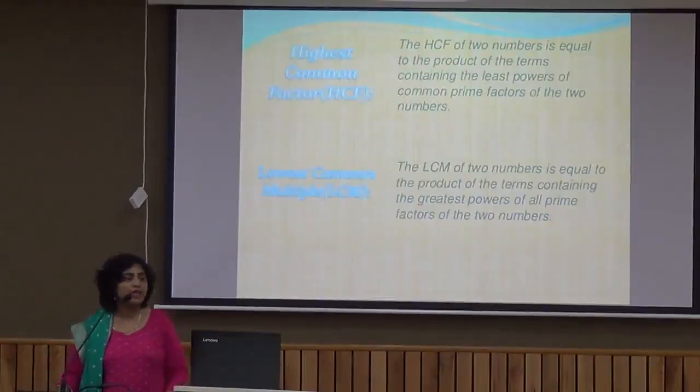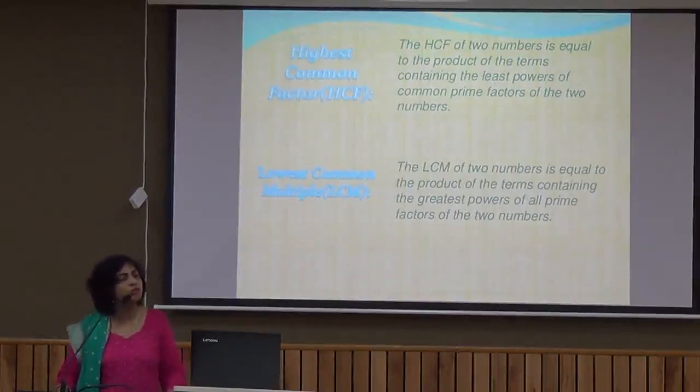Now comes our HCF and LCM, with the help of prime factorization. The HCF of two numbers is equal to the product of the terms containing the least power of the common prime factors of the two numbers. That means whatever numbers we are given, first we look for the factors common to all the numbers, and then their least power, and the product of all those is our HCF.